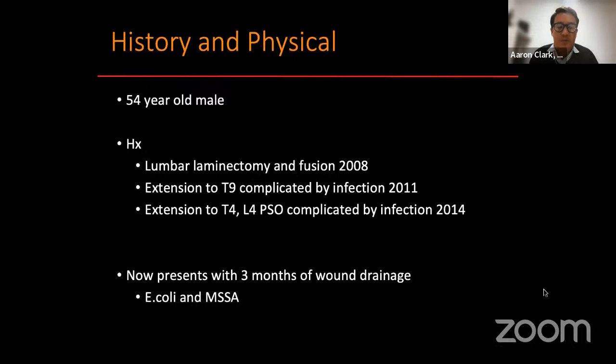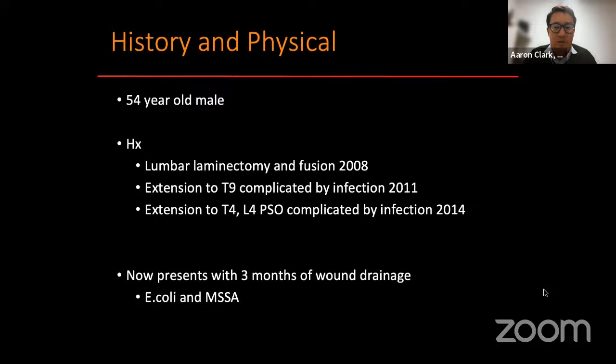So it's a 54-year-old male when this all began. He had a history of a lumbar laminectomy and fusion, very limited in the lower lumbar spine in 2008, but ultimately developed adjacent segment disease and spinal deformity. He was treated with an extension to T9, and that was unfortunately complicated by his initial infection. That was several years after the index operation.